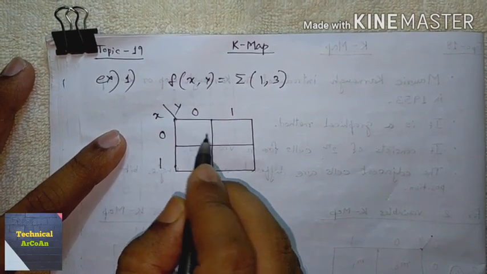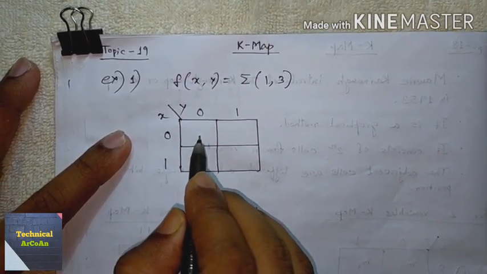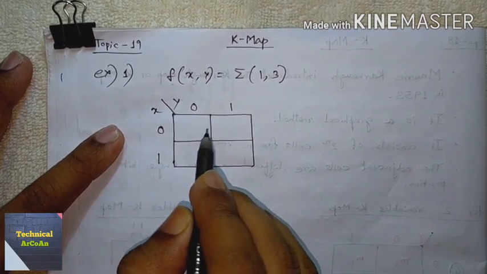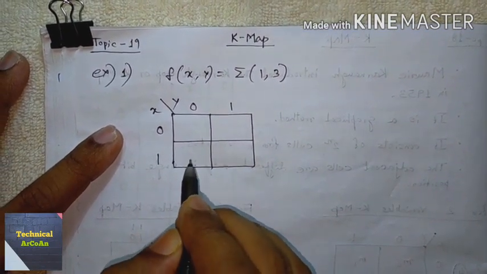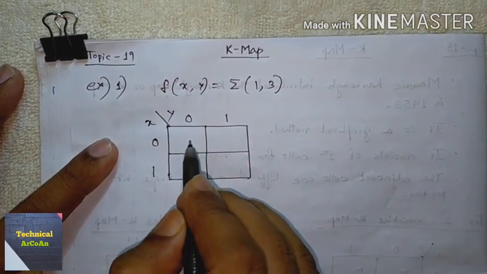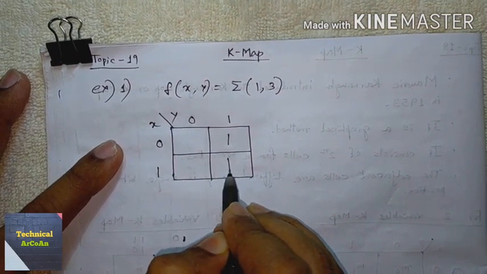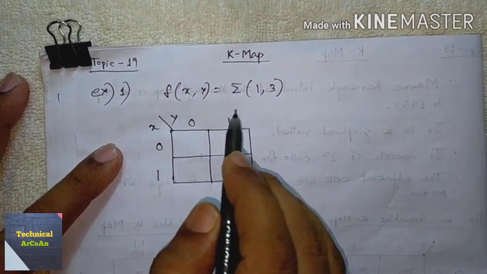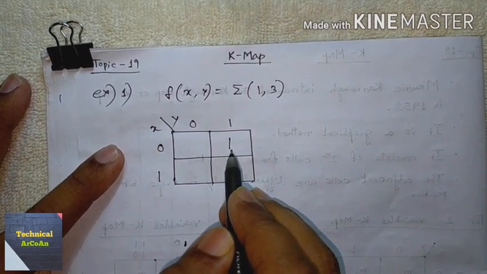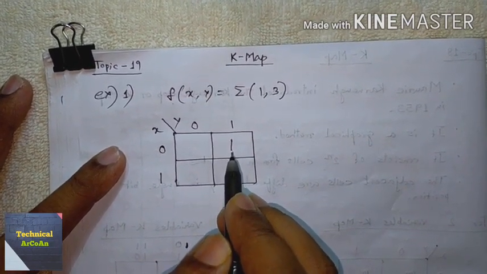We already discussed this two variable Carnot map, where the first cell is m0, this one is m1, this is m2 and this is m3. They are given 1 and 3, so 0, 1, and 2, 3. So this is a 3. And we know this is a min term. That's why we put 1, because in a min term the variable is normal at the value of 1.